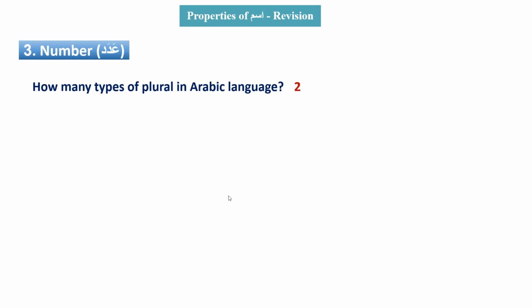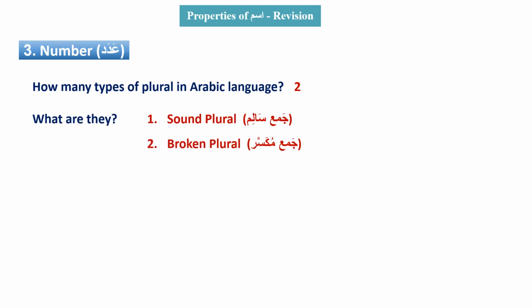All right. Jafar, Musab already told us, but I'm going to ask anyway. Ayan, what are those two types? Broken plurals and sound plurals. Yes, so they are sound plurals, jama salim, and broken plurals, jama mukassar. Now, if there are two types of plural, we should know how to identify and differentiate sound plurals from broken plurals.